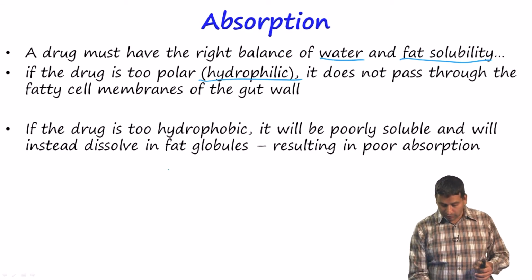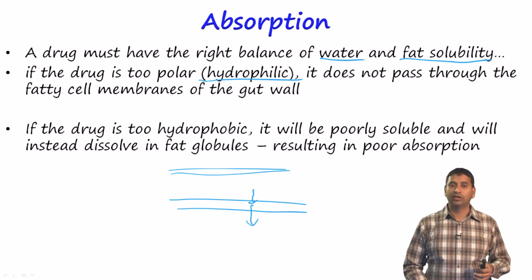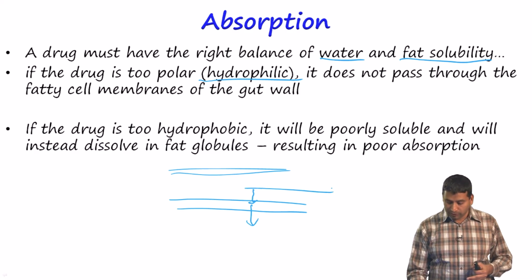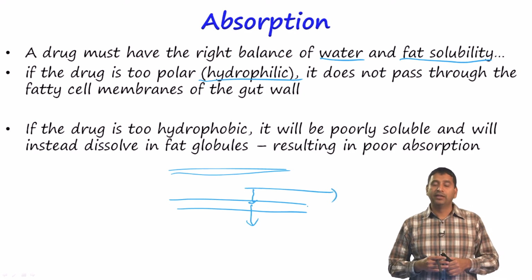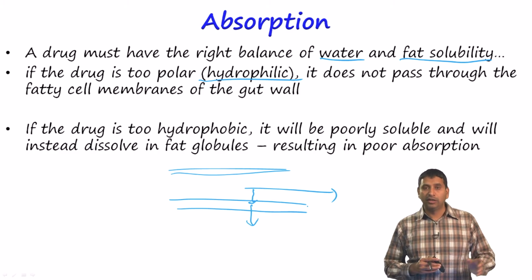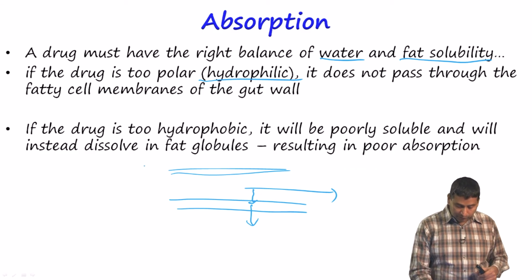So, keep in mind, it has to cross this gut wall that we are describing. It has to get into this membrane, spend some time here and then cross. If it is unable to get into the membrane, then it is going to be excreted. If, on the contrary, the drug is too hydrophobic, it will be poorly soluble, and what happens is it ends up dissolving in these fat globules.